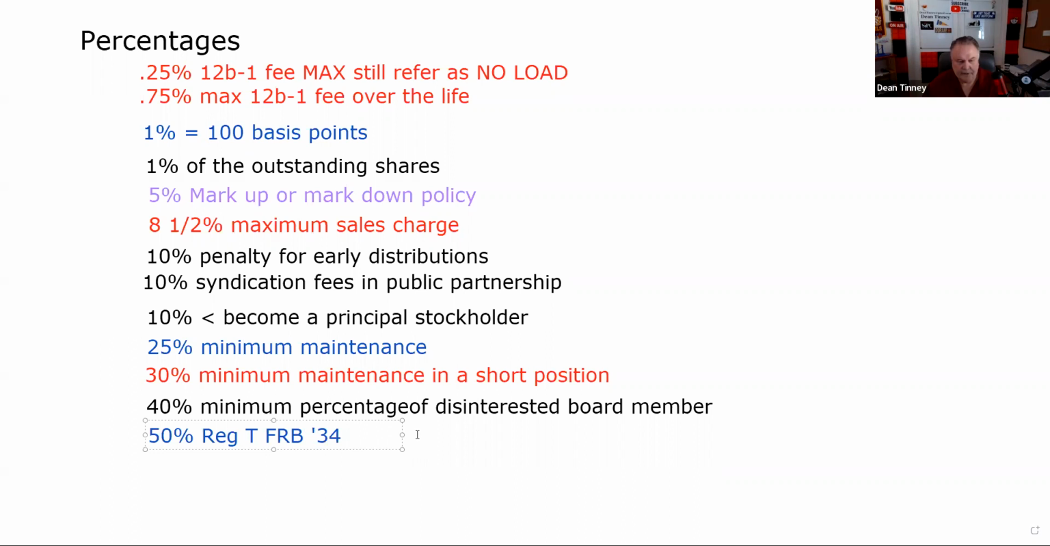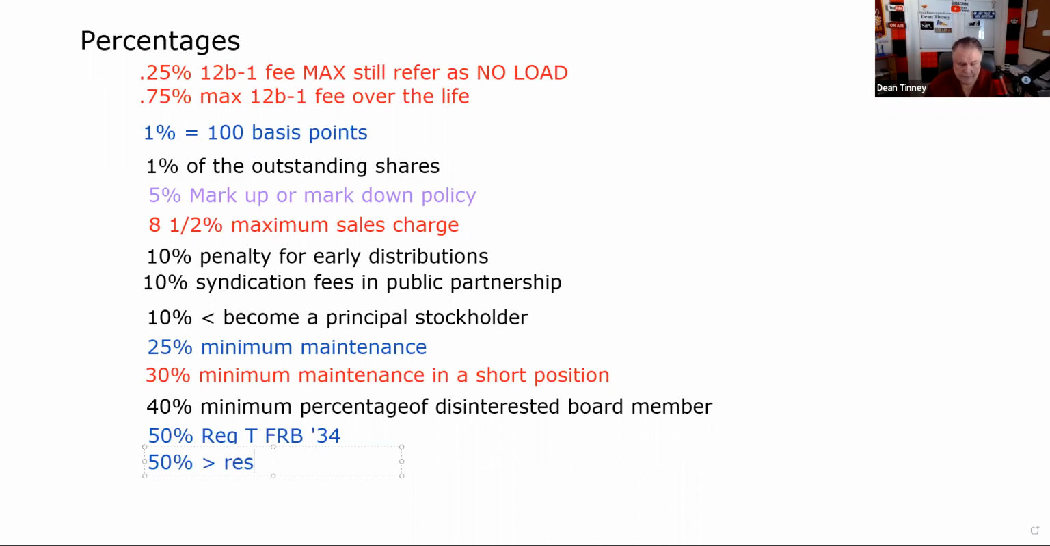Another thing that's 50% is the dividend exclusion. Well, let's stick with margin here. 50%. And again, I'll use my little less than, greater than sign. So this is going to be if our equity is less than 50%.